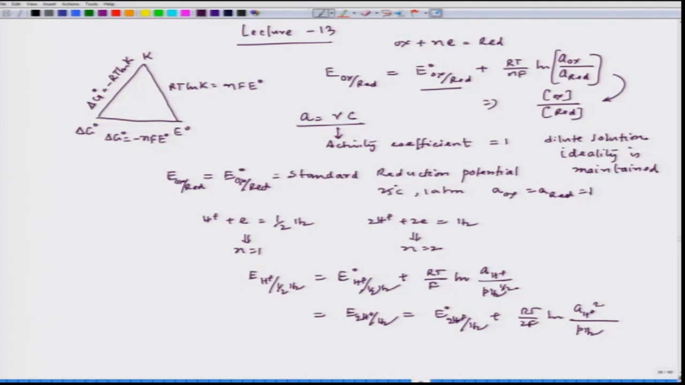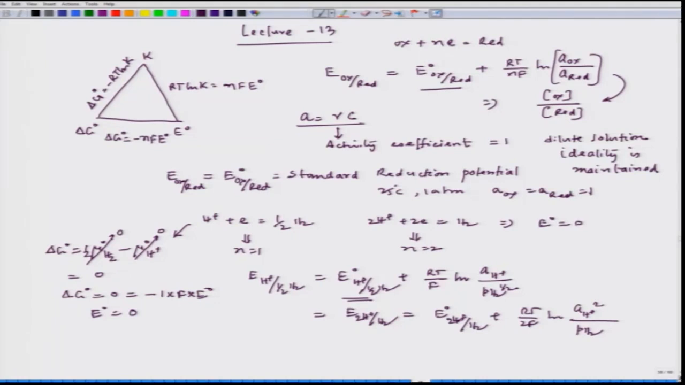Now, also we have tried to find out the value of this, and for example, for this reaction we get delta G0 equal to mu0 of H2 half minus mu0 of H plus, since we are considering half. As per convention, this is 0, this is also 0 in standard state, then we would get 0. So, delta G0 equal to 0 equal to minus n equal to 1 F E0. So, E0 becomes 0. Similarly, you would get the same value E0 equal to 0. This is what we have learned from our previous lectures.